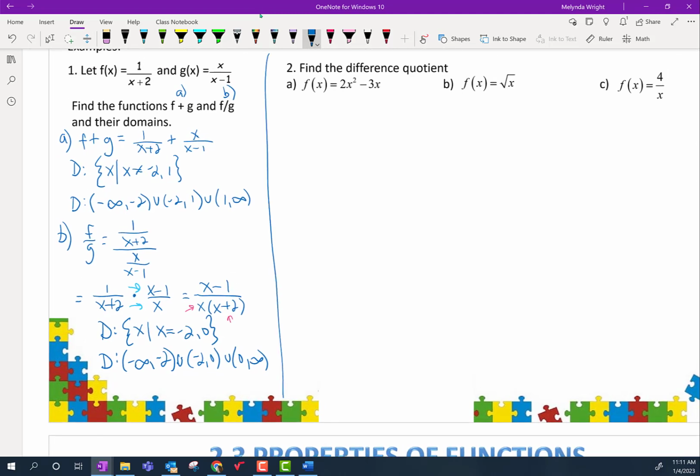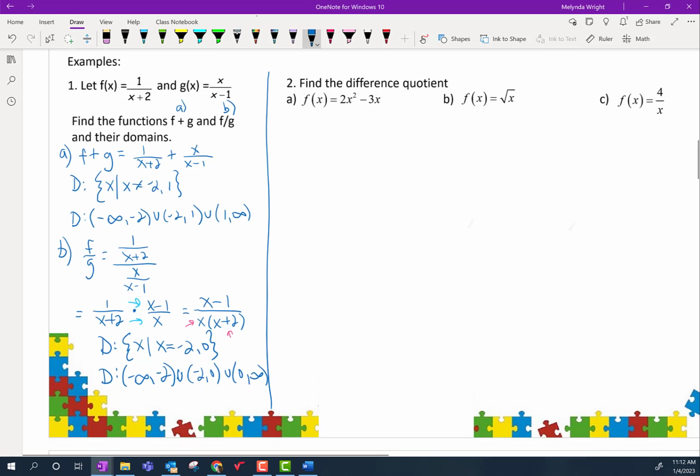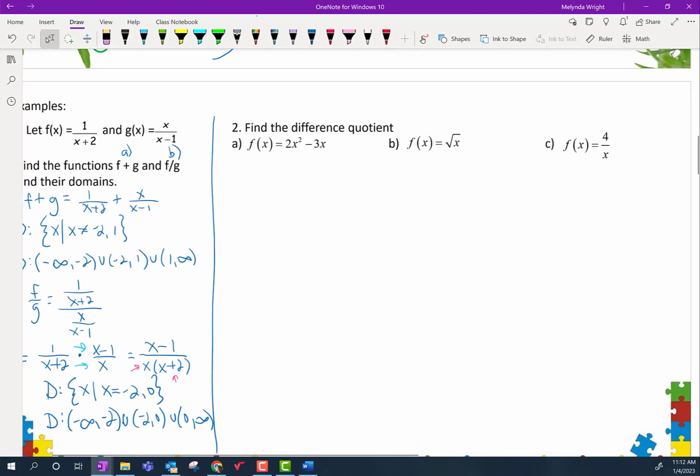All right, so that's the first kind of problem that you will have homework problems on. Are we okay with that? We know how to add, subtract, divide, multiply, and find the domain. Okay, perfect. So now we're going to get into the difference quotient.